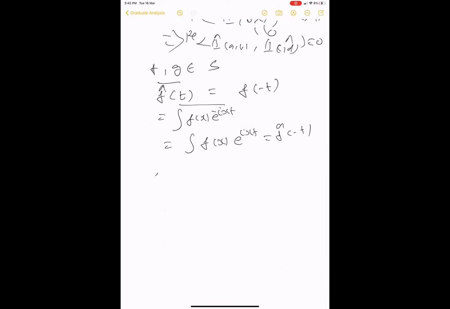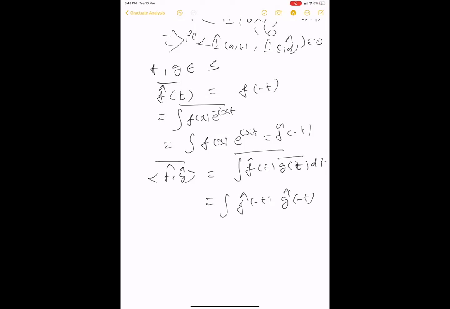So this implies the inner product between F and G, F hat and G hat, equals the inner product of, I mean, you take the bar, for example, then it's the bar of F hat of T, G hat of T bar, dt. That's the inner product, okay? Then the bar goes inside and this becomes F hat of minus T, G hat of minus T, the bar goes inside, so it becomes like this.